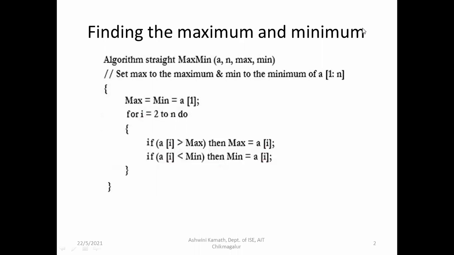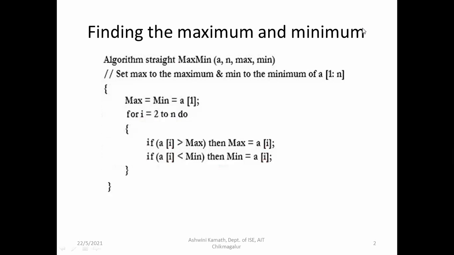So finding the maximum and minimum, this is the straightforward approach. Set max to the maximum and min to the minimum of a of 1 to n. That is the aim of this algorithm. What it does is assign the maximum element to the variable max and the minimum element to the variable min, from the set of elements a, that is from 1 to n.